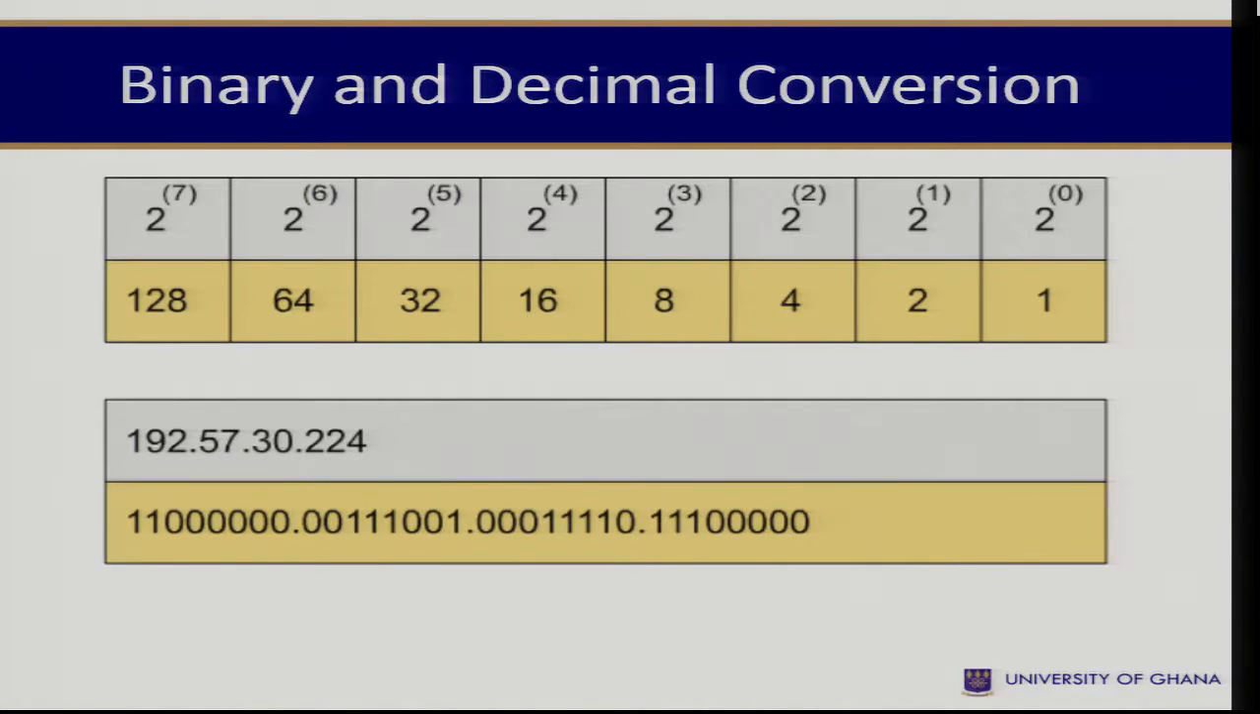So if you did the binary to decimal conversion for that number, for example, then the result will be what? 192.57.30.234. This is for this binary number. If you did the conversion into decimal and converted it into dotted decimal form, you can see, like I've said earlier on, that this is far, far easier to understand than that number.